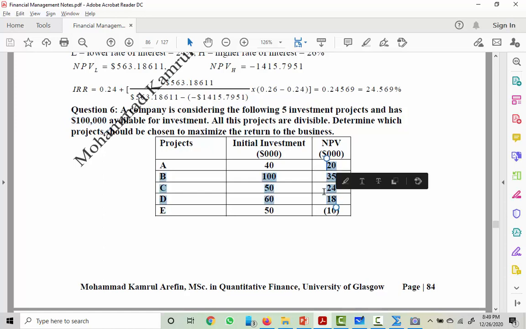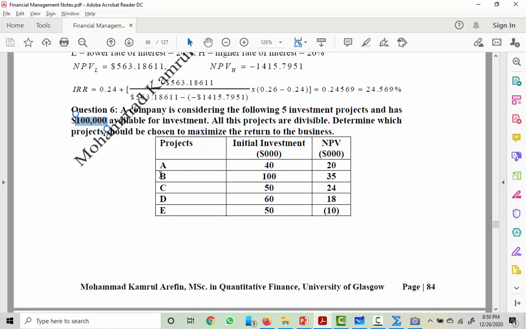If you want to invest in all these 4 projects with positive NPV, you will need $250,000. But you have only $100,000 in your hand. Since you have a shortage of capital, you need to develop some priority.